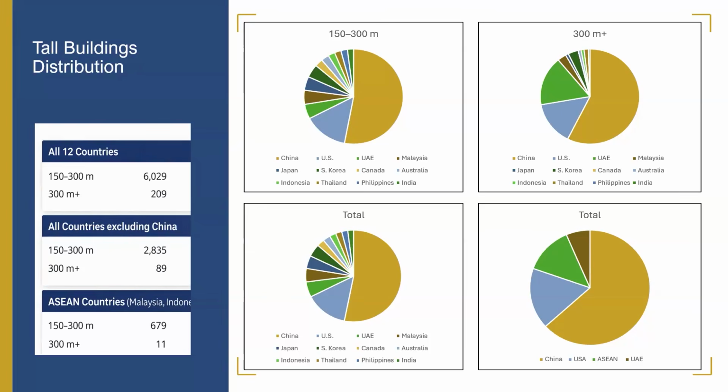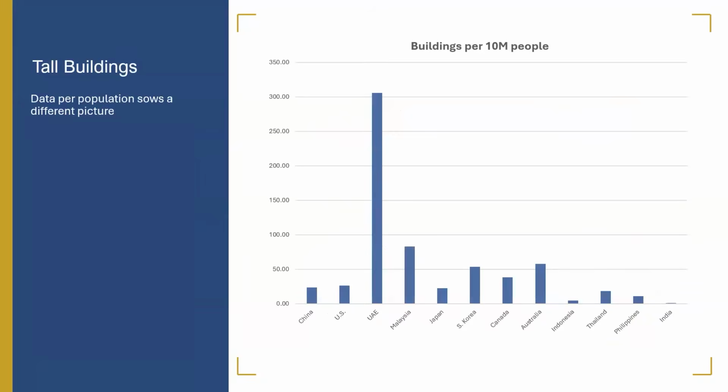But the important thing for you to note is that all over, there are only about 200 very tall buildings compared to 6,000 normal tall buildings. 6,000, that's a lot of buildings, against only 200, a very small fraction. So we are focusing on this number rather than that number. But when you look at it another way, a very different picture comes up. If you divide the number of buildings by population, you get a very different picture.